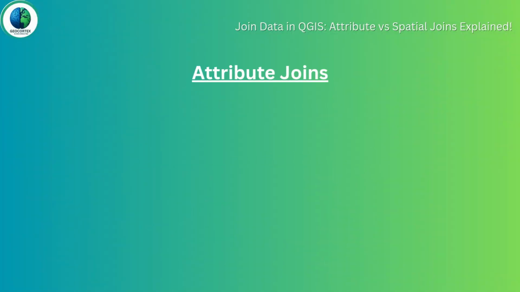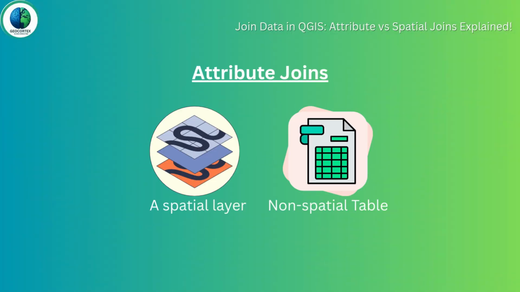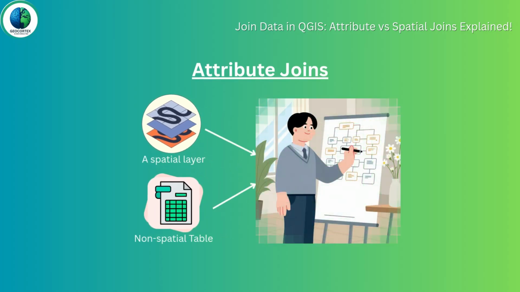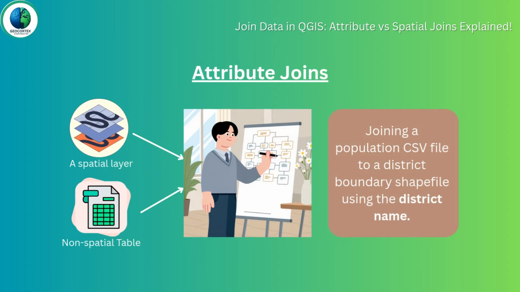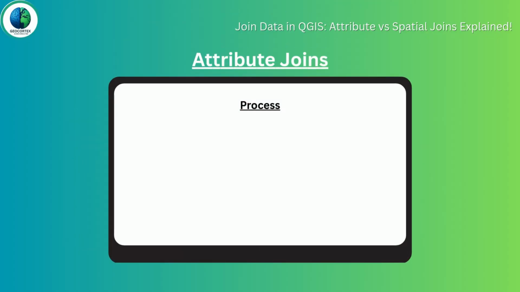An attribute join combines a spatial layer with a non-spatial table using a common field. For example, joining a population CSV file to a district boundary shapefile using the district name. To do this, first, load both the spatial layer and the CSV file into QGIS.